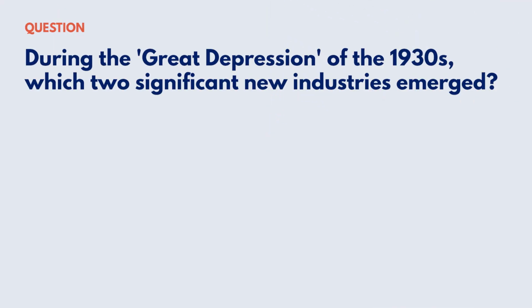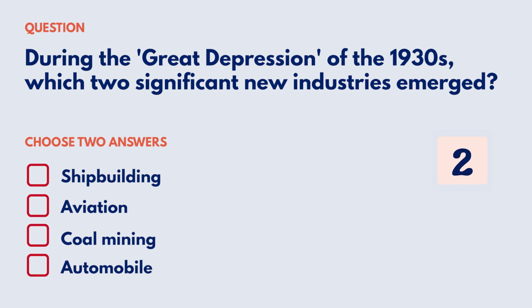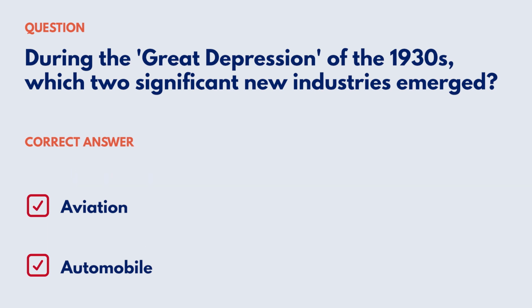During the Great Depression of the 1930s, which two significant new industries emerged? Shipbuilding. Aviation. Coal mining. Automobile. Correct answer: aviation and automobile.